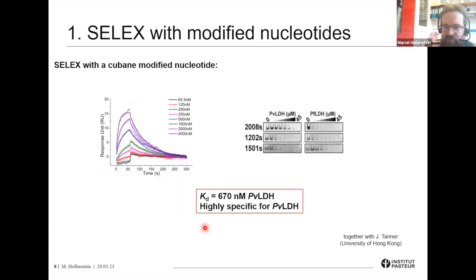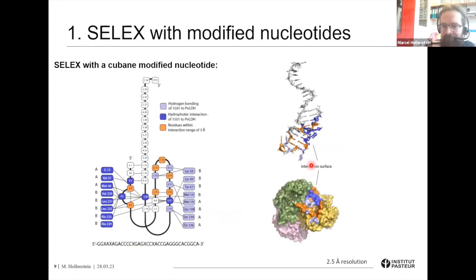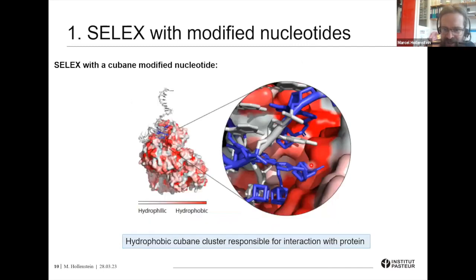So after 15 rounds of selections, we identified a modified aptamer that does not have a super high binding affinity, especially when compared to isomers, but we achieved our goal because it is highly specific for PvLDH and does not really bind to PfLDH. We are even more lucky because we could resolve the crystal structure of the aptamer-protein complex with a 2.5 angstrom resolution. And we'll highlight two structural key features.